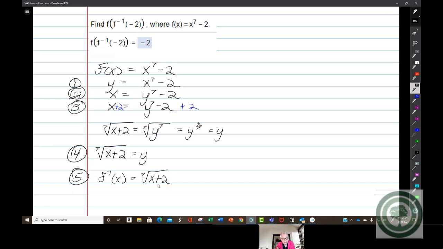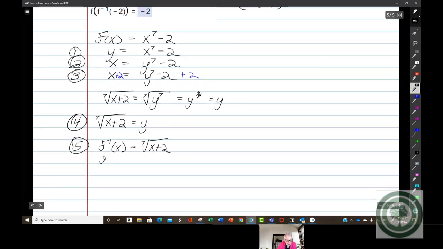Now that's not what we're being asked, because what we're being asked is this: to find f of f inverse of negative 2. Well, you can do that in your head. F inverse of negative 2 equals the 7th root of negative 2 plus 2, which is the 7th root of 0, which is 0. Yeah, it's 0.